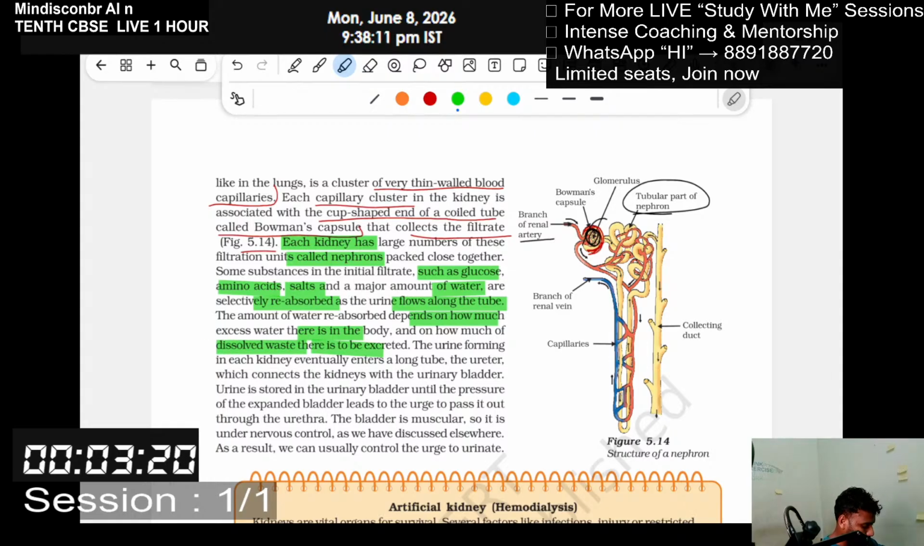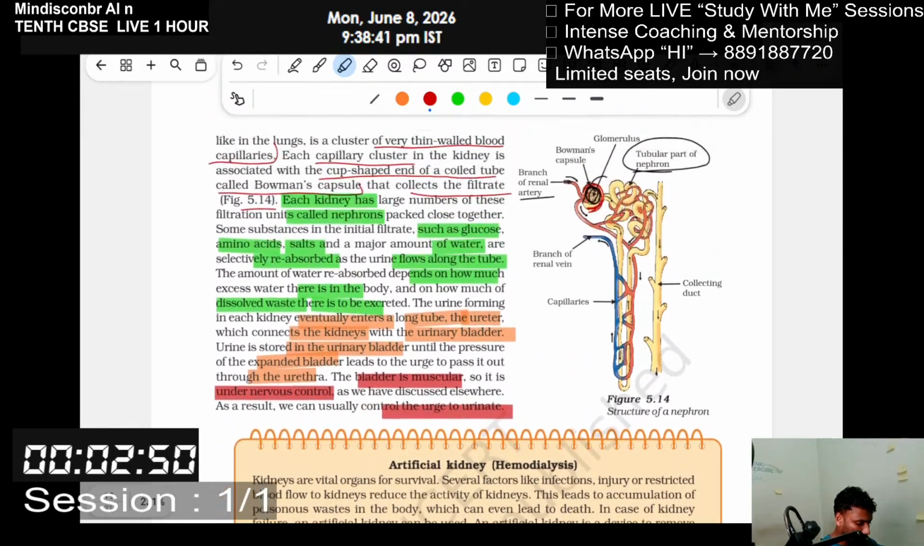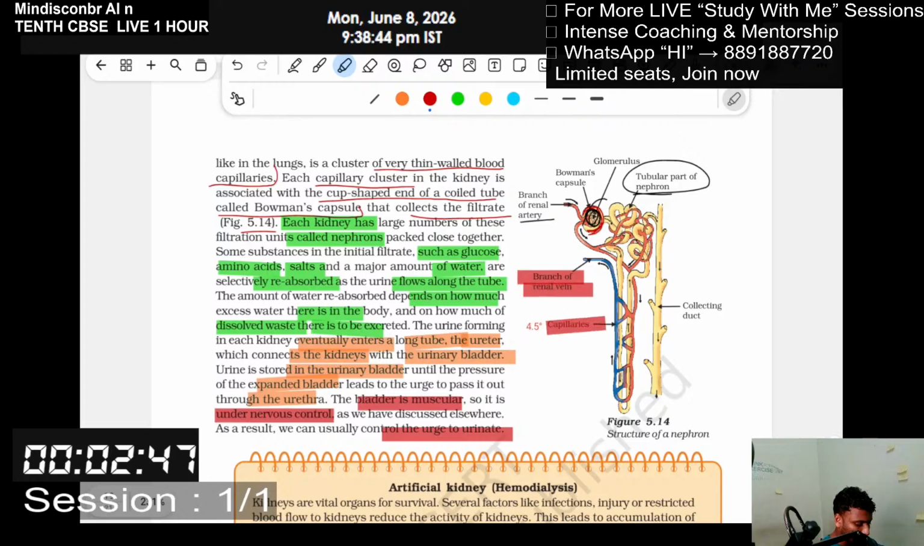The urine formed in each kidney eventually enters a long tube, the ureter, which connects the kidneys to the urinary bladder. Urine stored in the urinary bladder, under the pressure of the expanded bladder, leads to the urge to pass it out through the urethra. The bladder is muscular, so it is under nervous control. As we have discussed, we can usually control the urge to urinate. Here you can see in the figure the branch of renal vein, capillaries, collecting duct, tubular part of nephron, glomerulus, Bowman's capsule, and branch of renal artery.